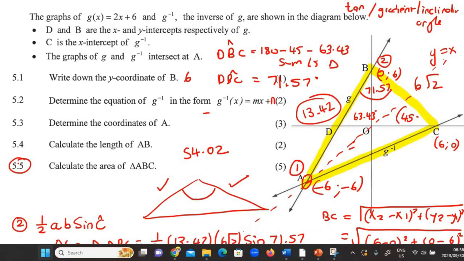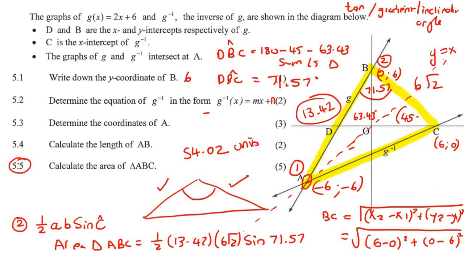Now, for these area ones, we do want to say units squared. Now, on the memo, there are different techniques that they showed, and they got different answers. Some of them got 53.99, some of them got 54. They got 53.99 when they used this angle. They calculated this angle, and then they used these two sides. So it will give you slightly different answers, but 54.02 would also have been accepted. So yeah, quite an interesting question. Uses a bit of grade paper two type of stuff.